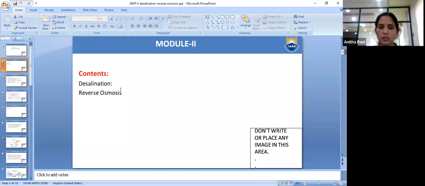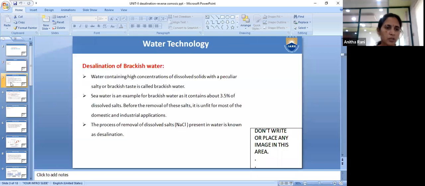So desalination, we will discuss in this only one topic here, reverse osmosis. I think you know already about osmosis, we will discuss that. Water containing a high concentration of dissolved solids, with a peculiar salty or brackish taste, is called brackish water. Means if the water contains a high percentage of sodium chloride, that is known as brackish water.